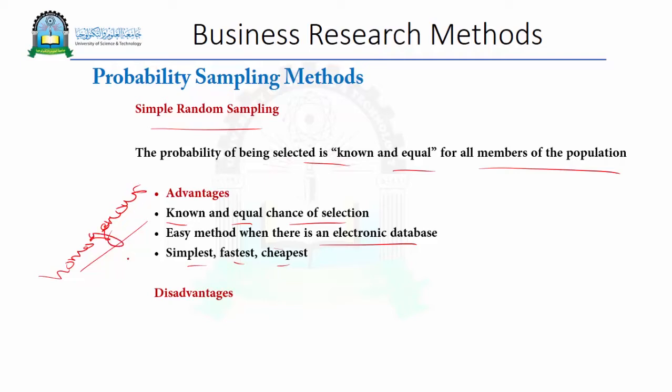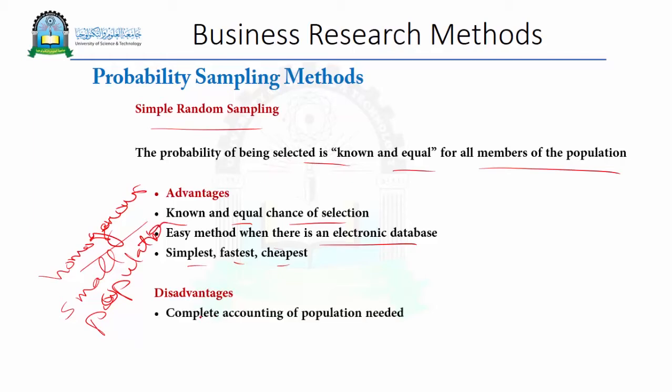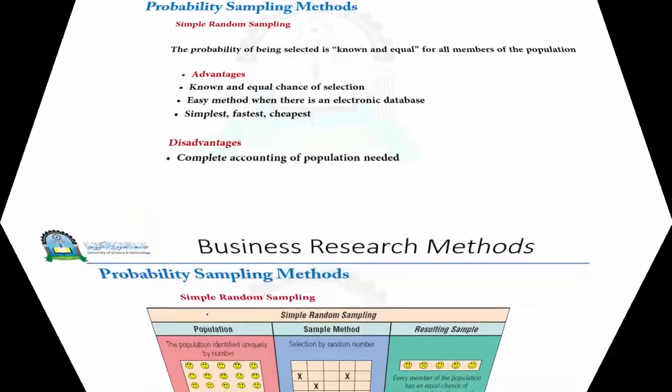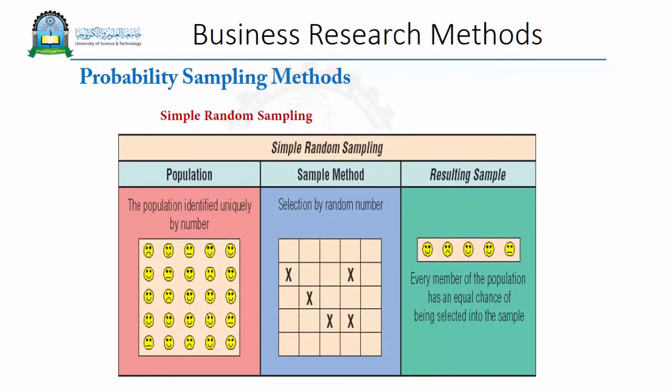But we need to understand that this type of sampling needs the population to be homogeneous, and it can also work only with a small population. Otherwise it's going to be problematic. The disadvantage is that a complete accounting of the population is needed. That's why we say in this type of probability sampling we need the population to be small, because we are going to do a complete accounting of the population, and that's going to be very important.